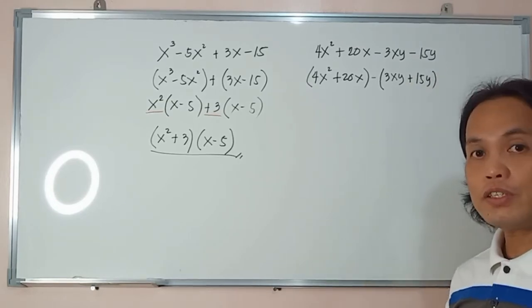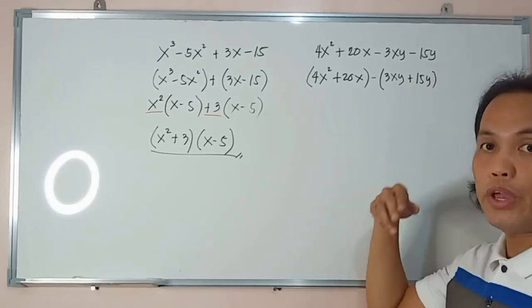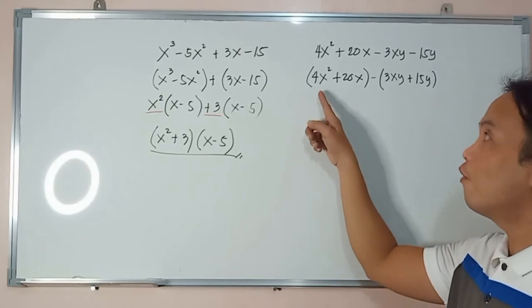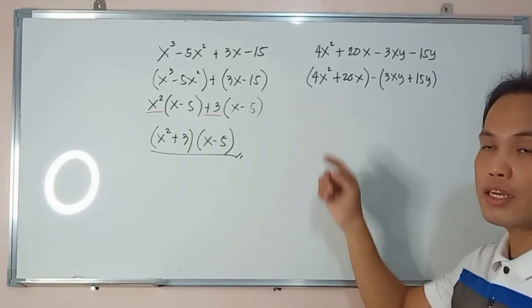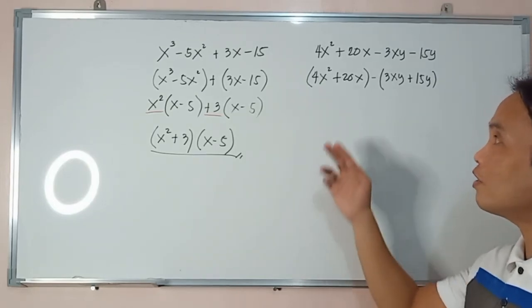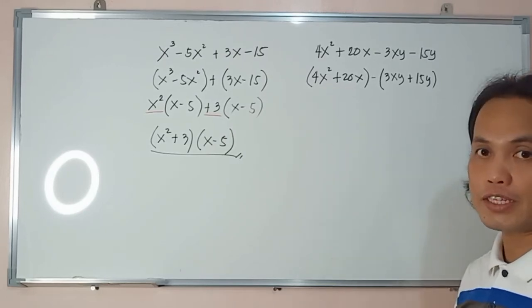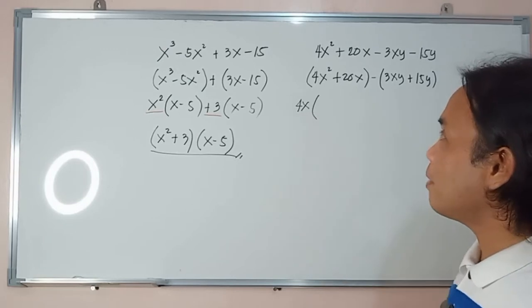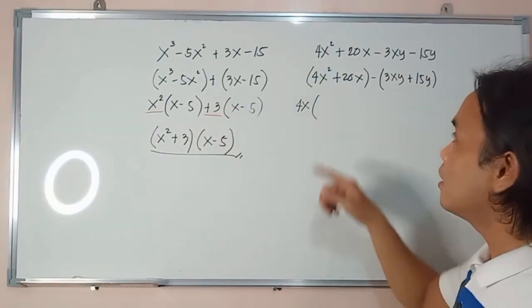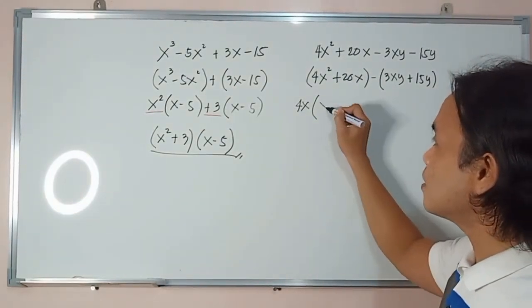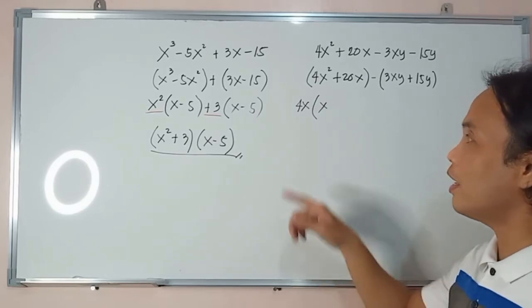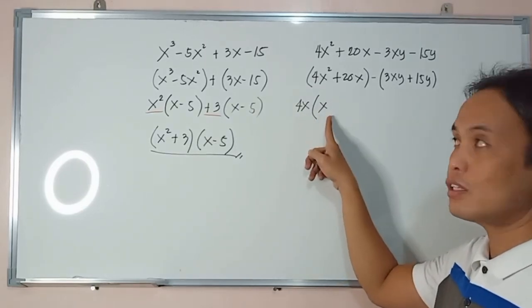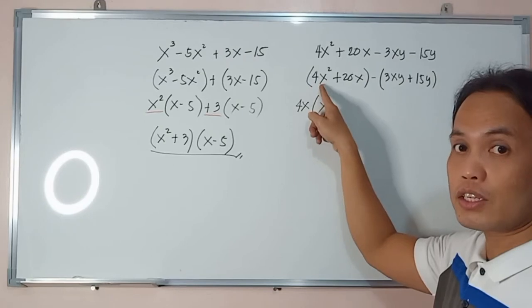So the next step is to factor out the common monomial factor. We have here the first binomial, 4x squared plus 20x. So our common monomial factor for these two terms shall be 4x. So we factor out 4x. What remains inside the parentheses, the first term shall be x, because when we multiply 4x times x, that would give us 4x squared.